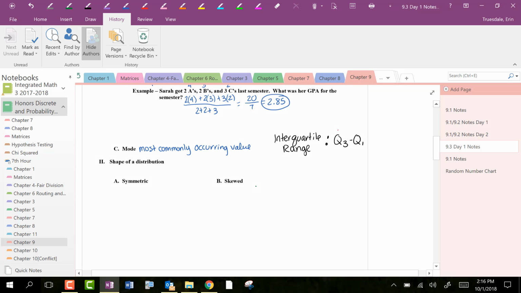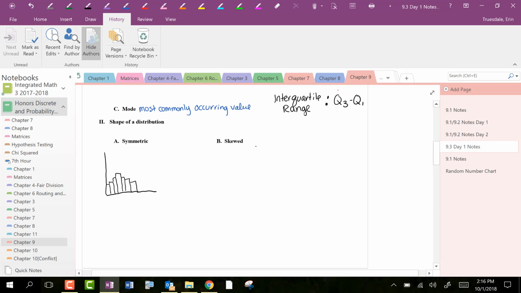Okay, so there are a couple of different distribution shapes that we talk about. One is symmetric, or the normal one. It builds and then goes back down. Obviously it looks symmetric, so it looks the same on both sides. And this is when your mean equals your median.